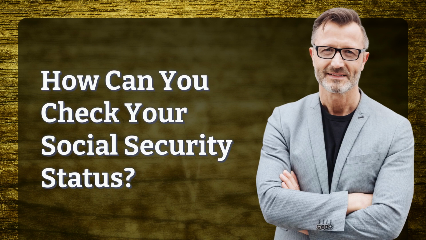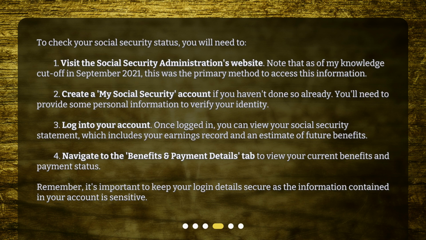How can you check your Social Security status? To check your Social Security status, you will need to: 1. Visit the Social Security Administration's website. Note that as of my knowledge cutoff in September 2021, this was the primary method to access this information. 2. Create a My Social Security account if you haven't done so already. You'll need to provide some personal information to verify your identity.